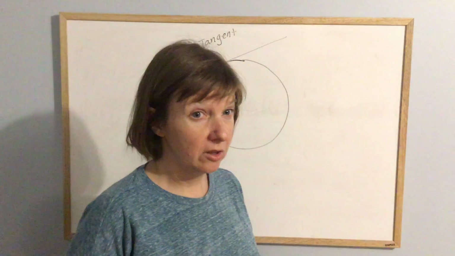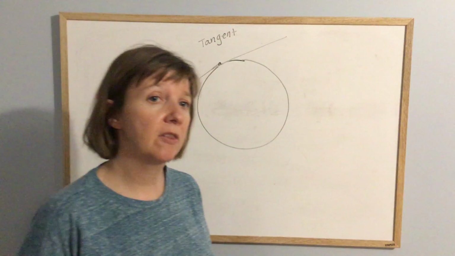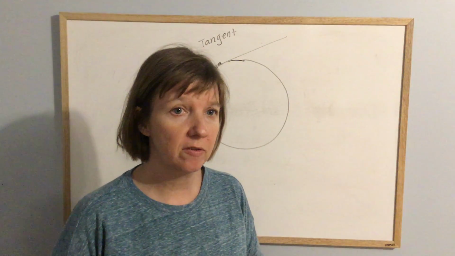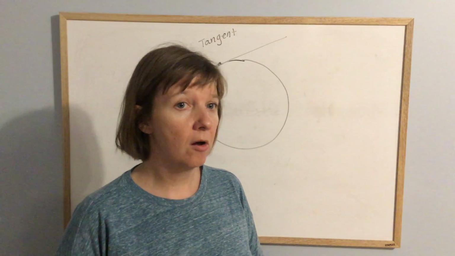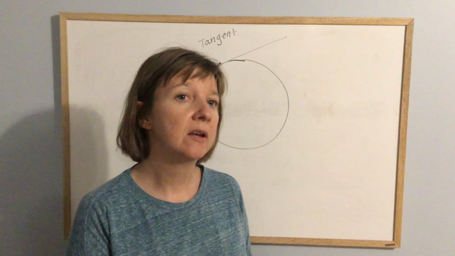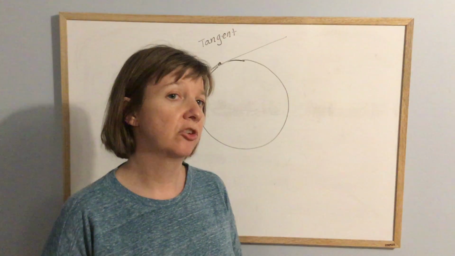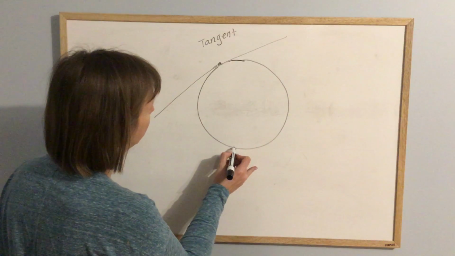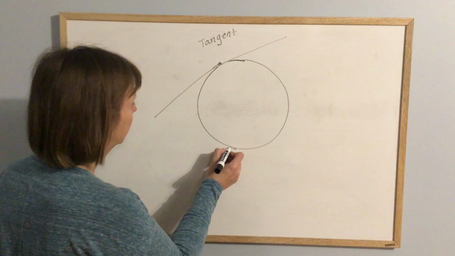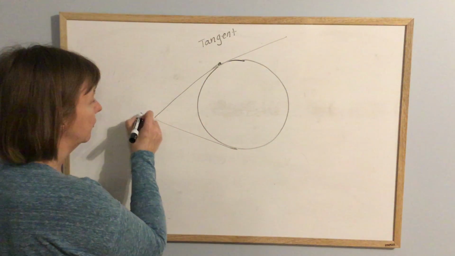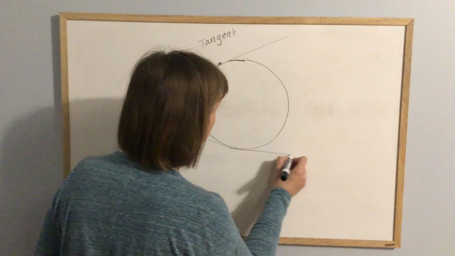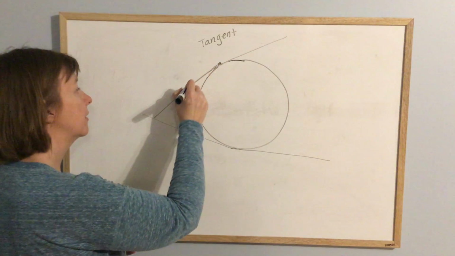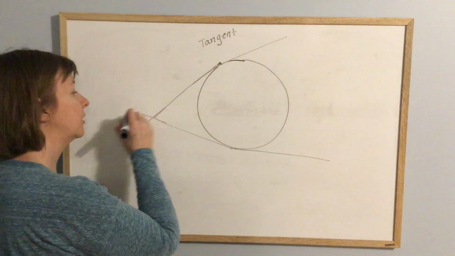This is a tangent line because it only touches the edge of the circle in that one spot. The spot where it touches the circle is called the point of tangency. Now you can have more than one tangent line on a circle. For instance, I could have another point of tangency here, and that would do this, okay? And you'll notice what happens is these two lines actually eventually cross.